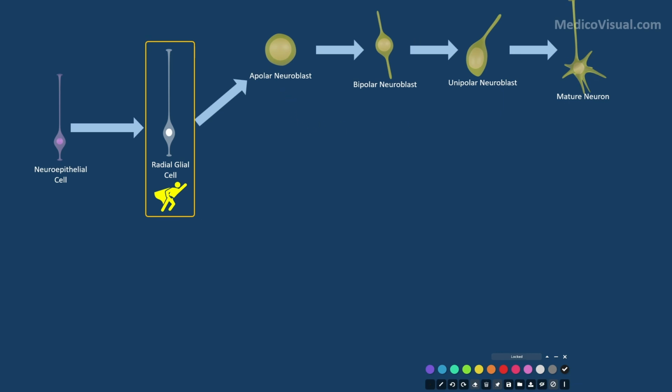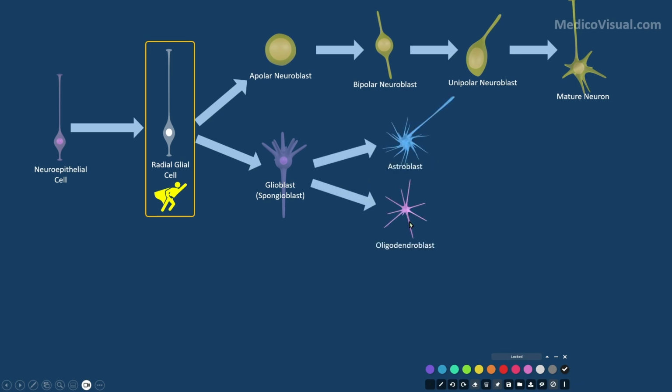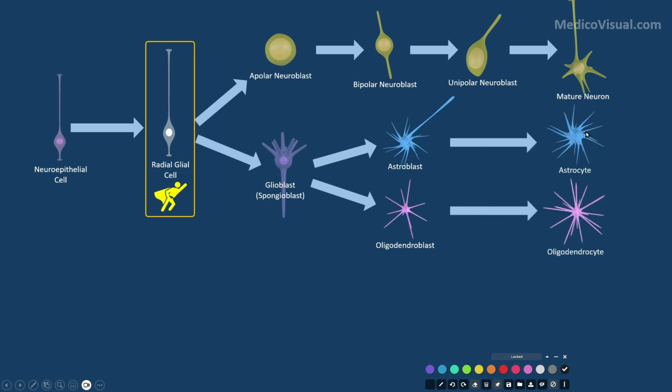When this process is completed, only then do these radial glial cells shift to the formation of glial cells, right? So they will transform into glioblasts. I deliberately skipped these details when we were talking on the 3D model. So basically these are the glioblasts, also called spongioblasts. They are precursors of astrocytes and oligodendrocytes, and glioblasts will convert into astroblasts as well as oligodendroblasts, and of course ultimately they will form astrocytes as well as oligodendrocytes.